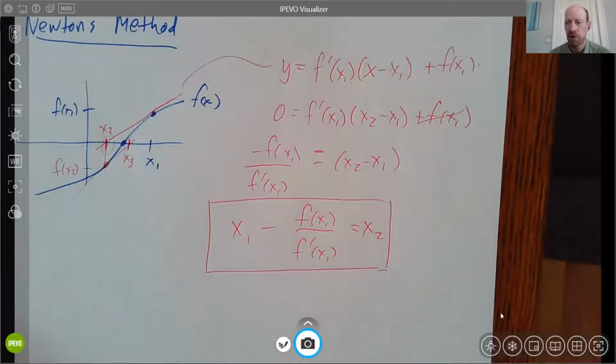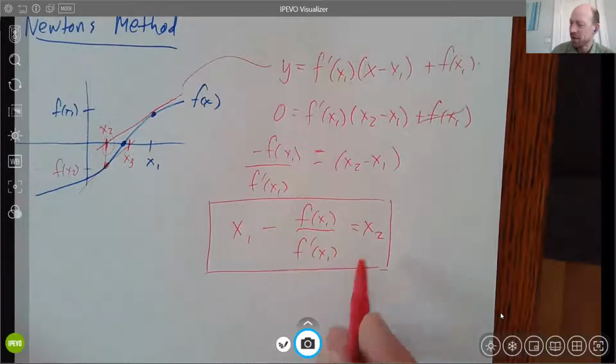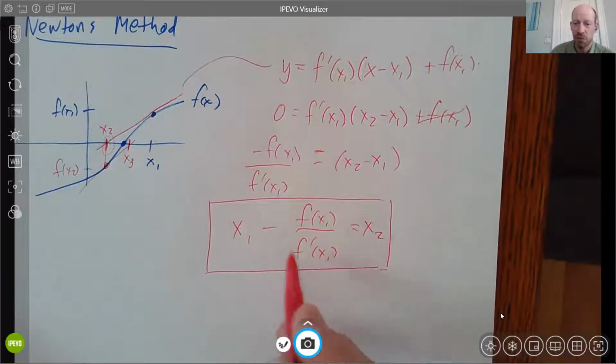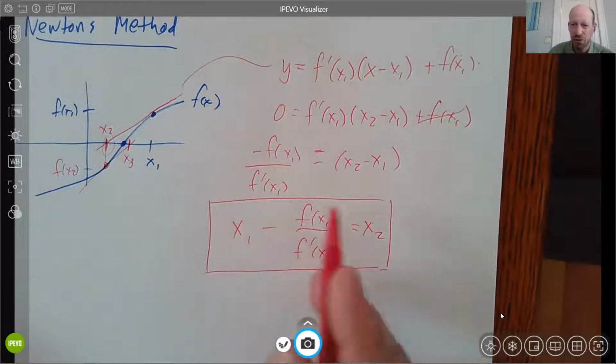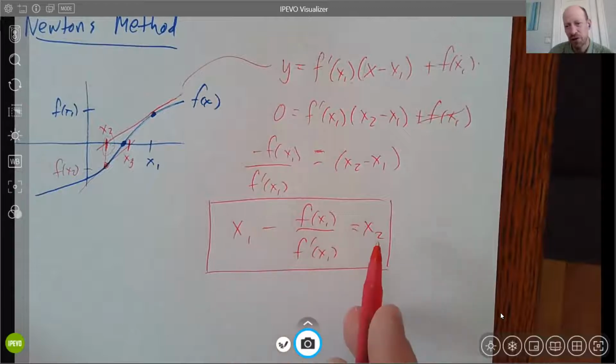This is the formula for Newton's method, and what it's telling us is how to find the next approximation from the previous approximation, right? And then you could just replace x1 with x2, and then you'd get x3, et cetera, et cetera.